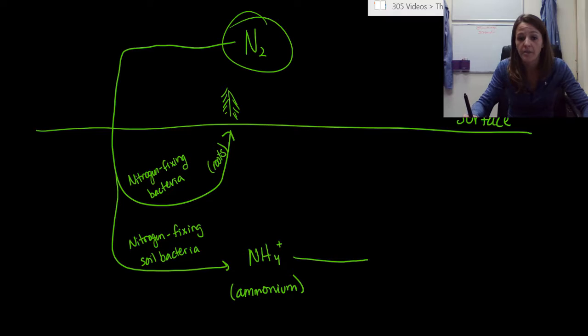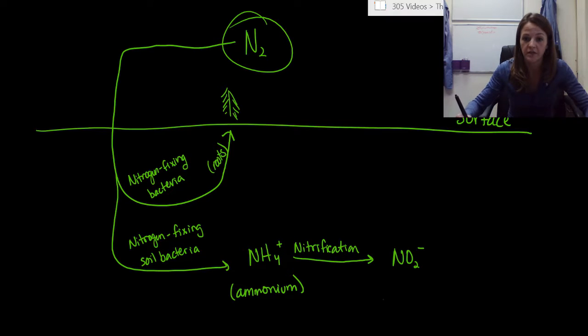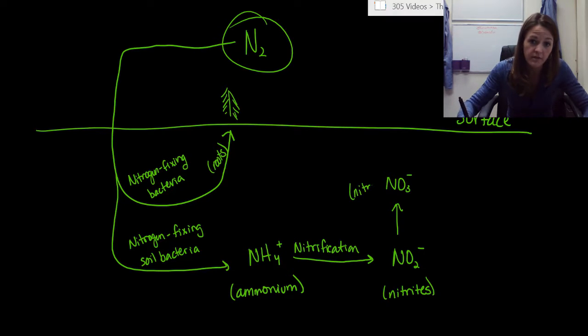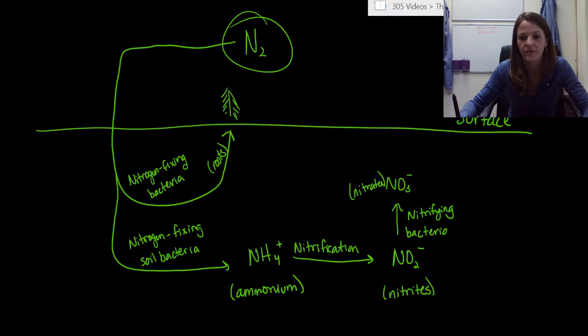We would say it's an ammonium ion because of the plus charge. Now from here, what can happen is we can break it down by a process called nitrification. Nitrification converts our ammonium ion into a nitrite ion, NO2-. This is nitrite with an I. Then from here we can break our nitrites down into nitrate, so we go to NO3-. These are our nitrates. This happens by a process called nitrifying bacteria, or I should say if it is interacted with a nitrifying bacteria.